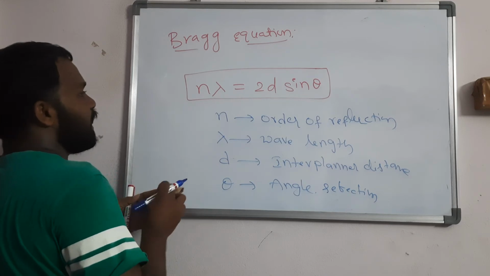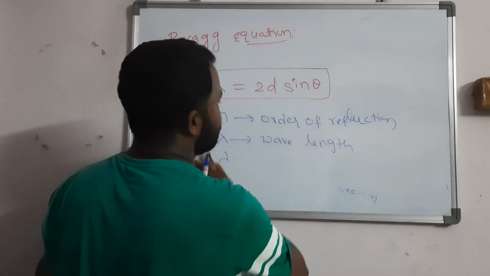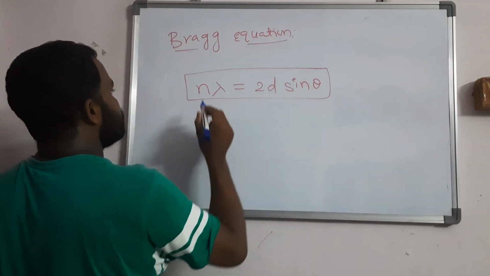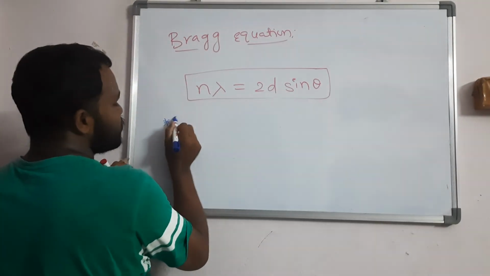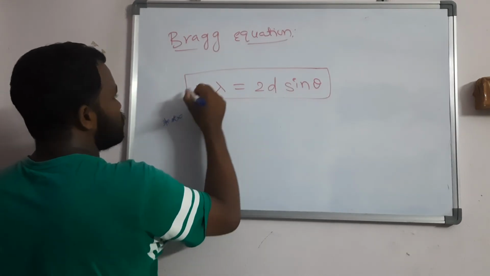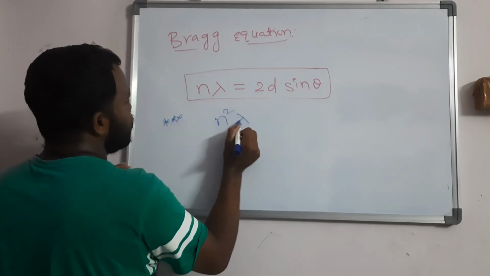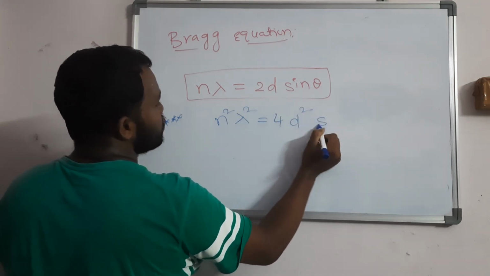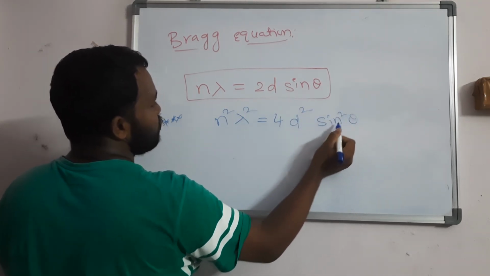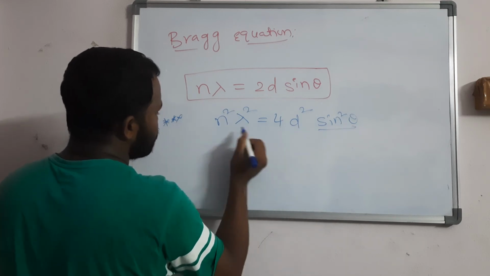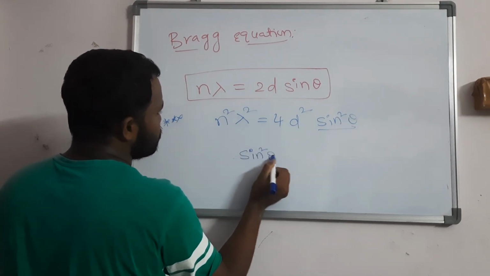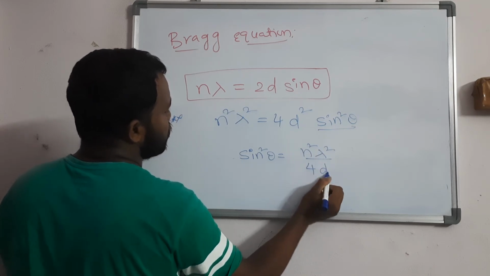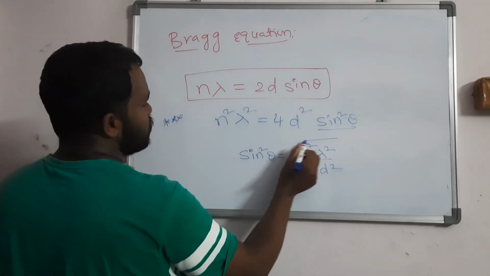This is the Bragg equation formula. They will give any of the values and they will ask to find the theta or d value, anything. For competitive and higher examinations, write the square on both sides. n square lambda square is equal to 2 square, which is 4, d square, sin square theta. Sin square theta is equal to n square lambda square by 4 d square.